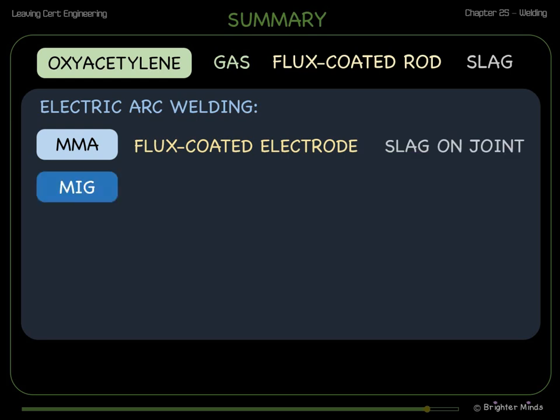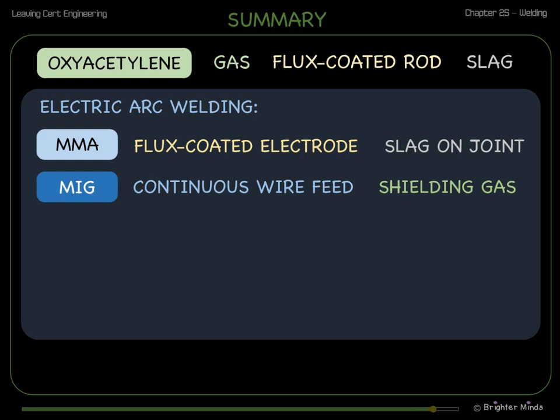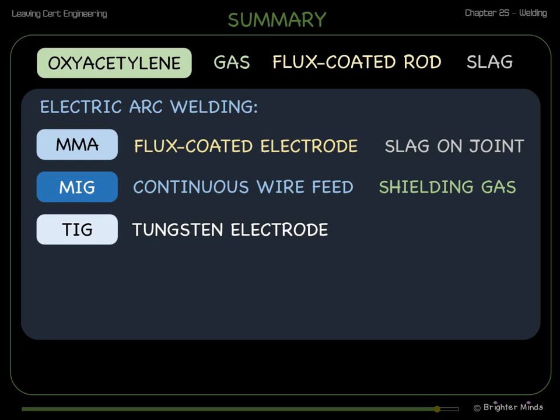MIG, or metal inert gas welding, uses a continuous feed of filler wire and a shielding gas to prevent oxidization. MIG produces a cleaner weld without slag because there is no flux. TIG, or tungsten inert gas welding, uses a non-consumable tungsten electrode, a gas shield, and a separate filler rod. TIG allows the most control and is suitable for thin steel sheets and aluminium.